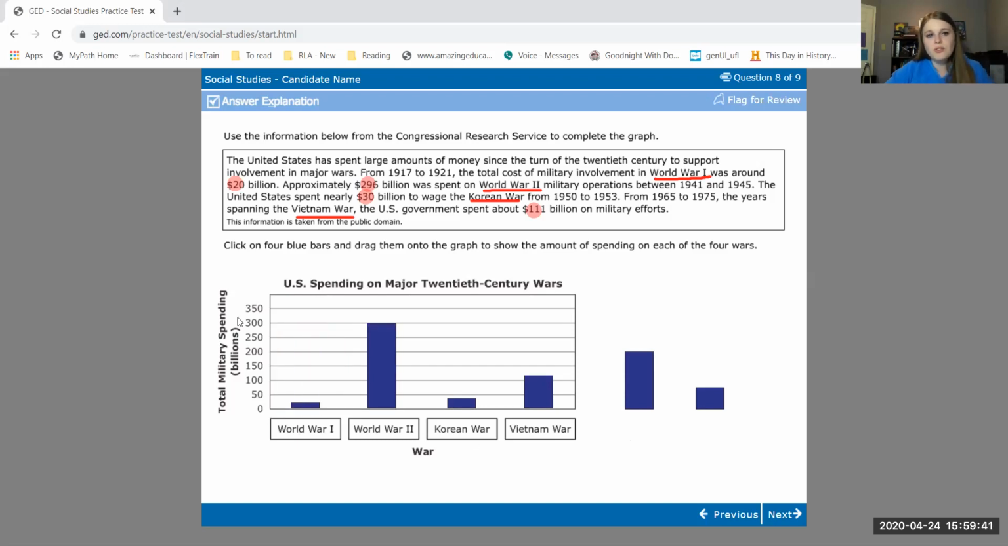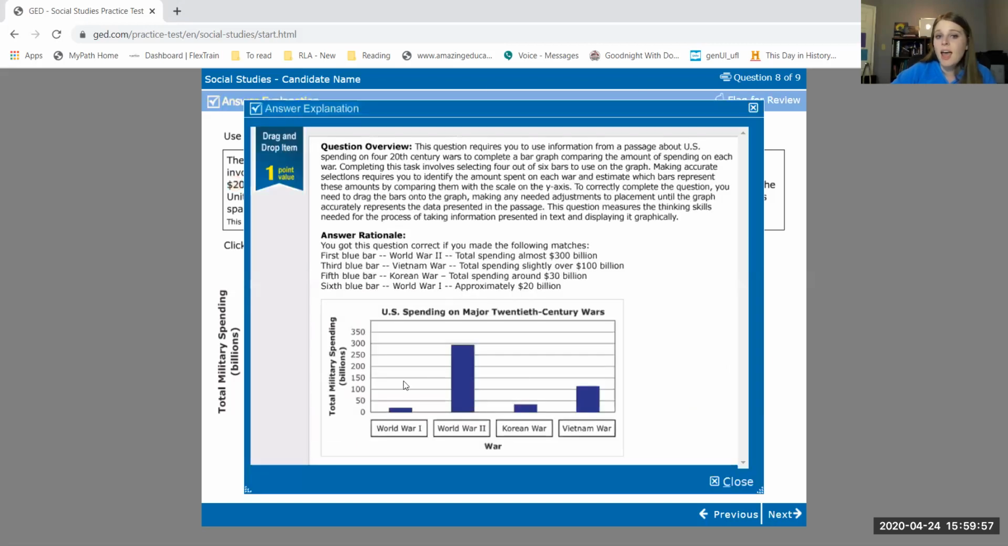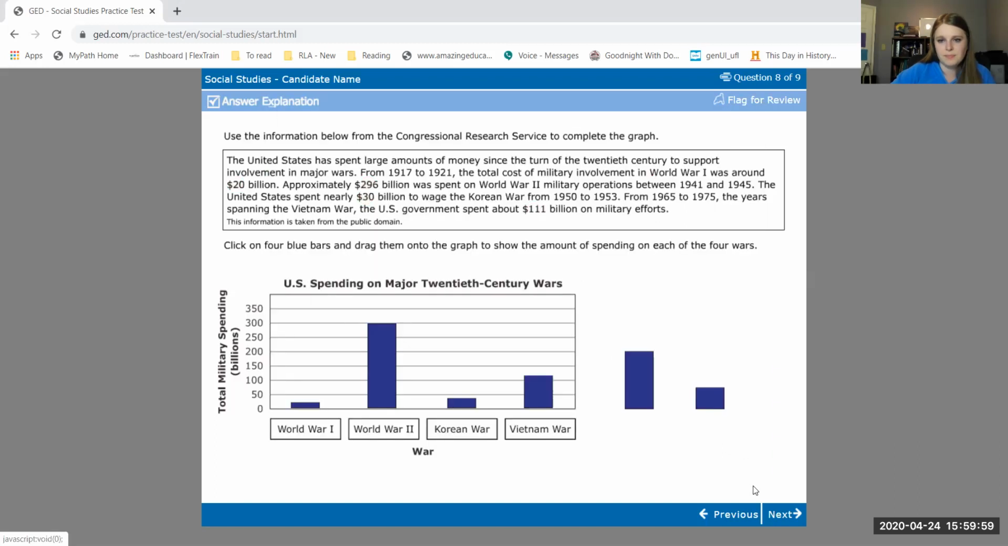So again, use the numbers on the side here to match the bars up to see how much that is. It's hard to see from this side exactly how much that matches up to. So move them over here and then place them in the right place. And let's see, we can check our answers, and we are correct.